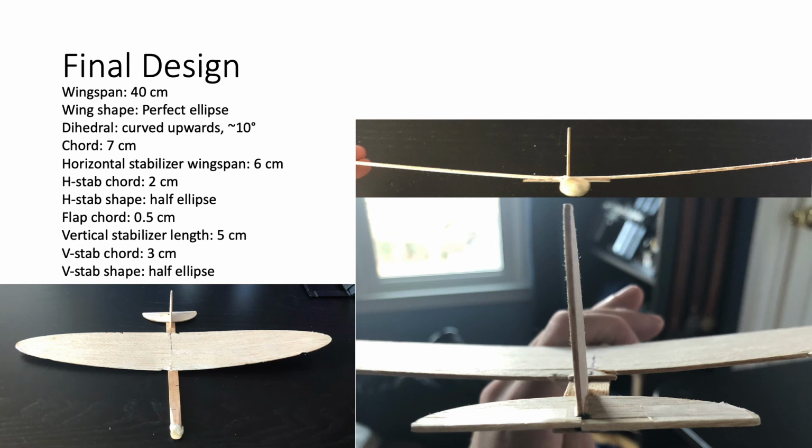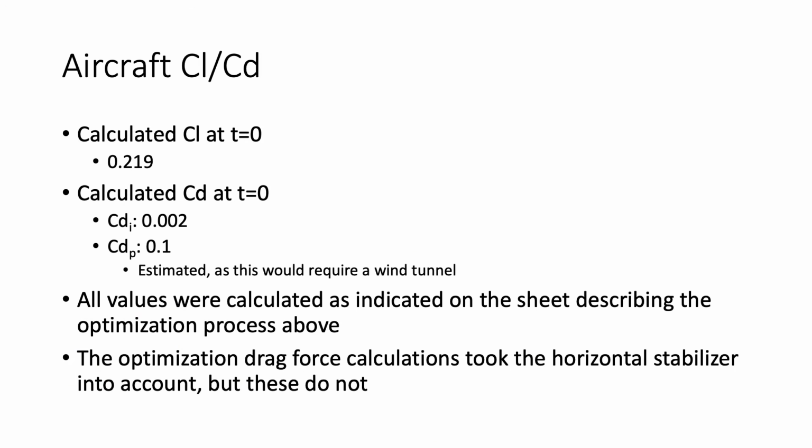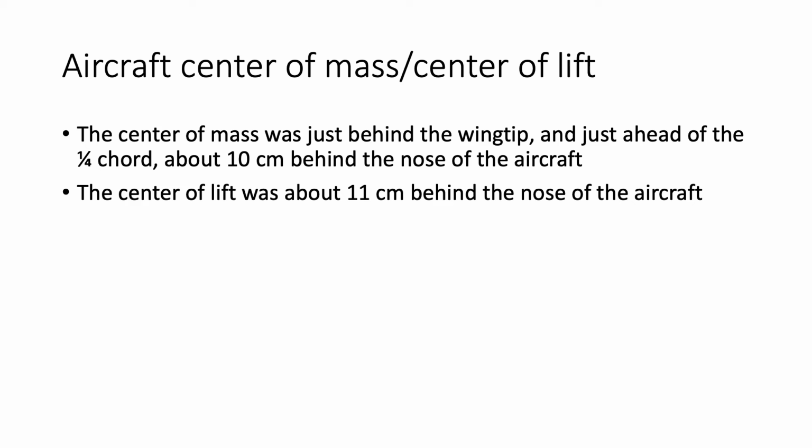This is the final design, with the vehicle characteristics listed to the side. The calculated coefficient of lift at t equals 0 was 0.219, and the calculated coefficient of induced drag at t equals 0 was 0.02. The aircraft's center of mass was just behind the wingtip and just ahead of the quarter chord, about 10 centimeters behind the nose of the aircraft. Center of lift was about 11 centimeters behind the nose of the aircraft, meaning the center of mass was ever so slightly ahead of the center of lift.